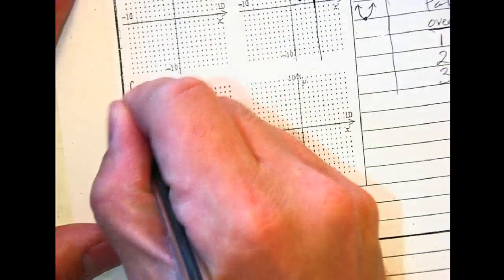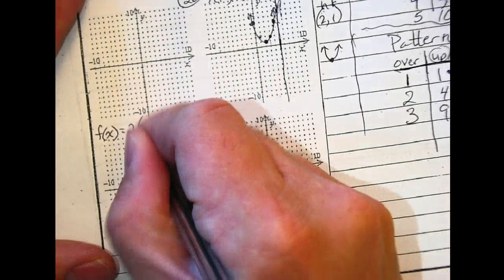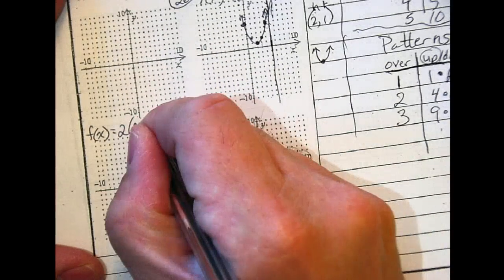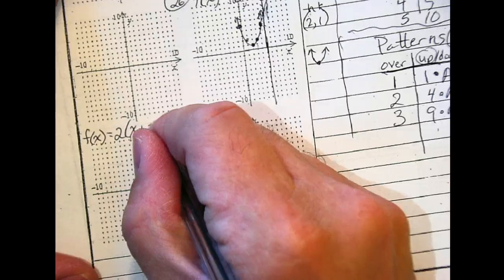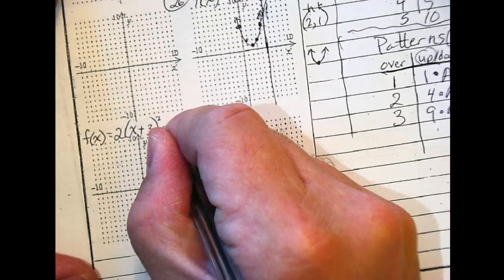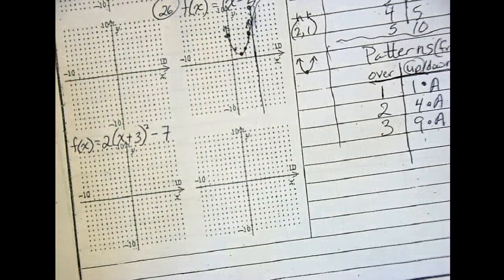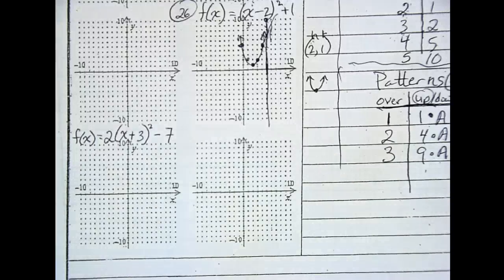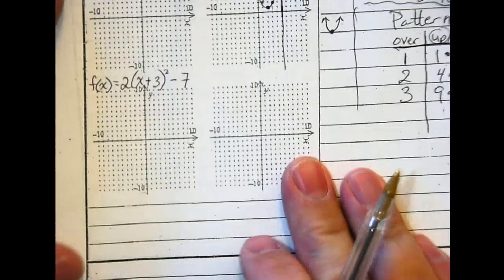We're going to go f of x equals 2 times (x plus 3) squared minus 7. All right? I want you to graph it. Use patterns to graph it. Ready, go. All right. So we start out with our vertex.